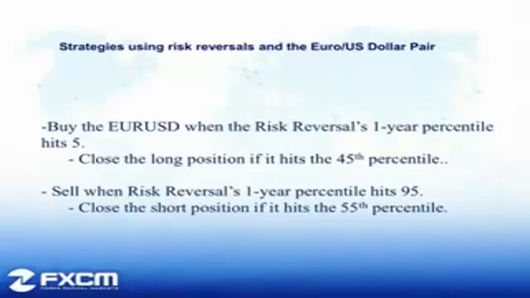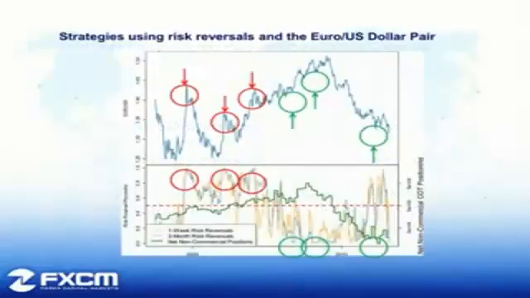Here's a chart of exactly what this means. This is the risk reversals percentiles. When it hits 1 or close to 1, you would have sold the euro. And this is admittedly a cherry-picked example because it worked extraordinarily well in this situation, and it's not always going to work that well, to be perfectly honest with you.